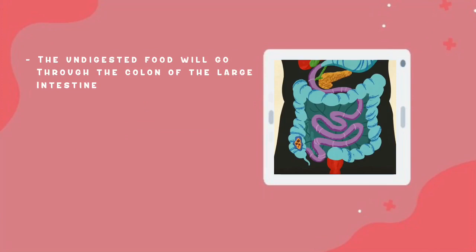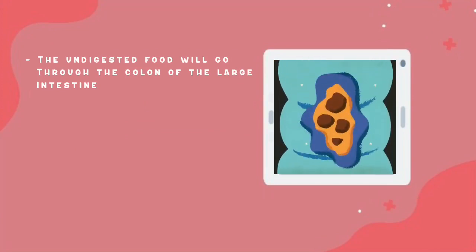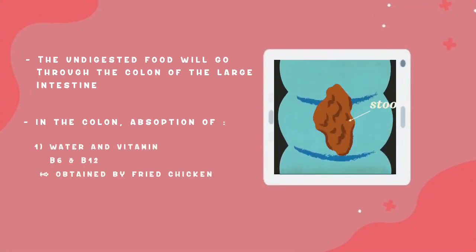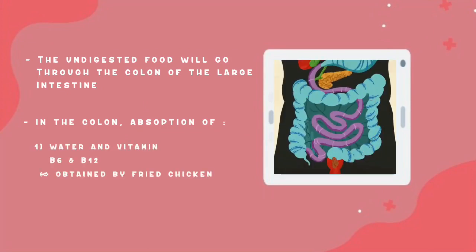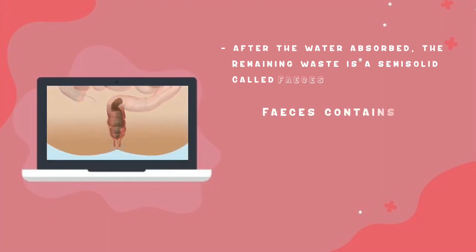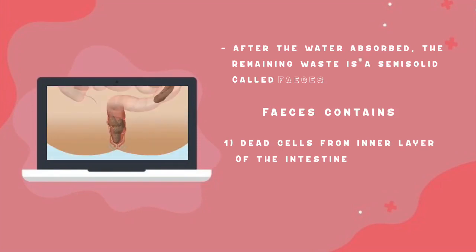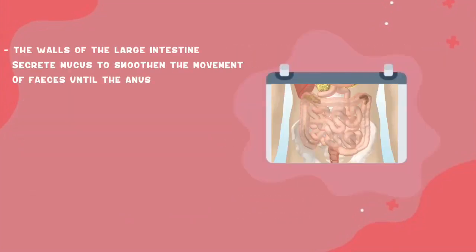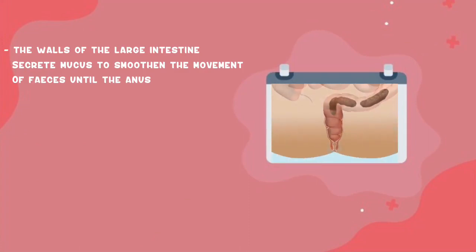So, the undigested food will go through the colon of the large intestine. In the colon, absorption of water and vitamins B6 and B12 are obtained from fried chicken, while vitamins E and K from rice. Next, after the water is absorbed, the remaining waste is a semi-solid called feces. Feces contains dead cells from the inner layer of the intestine, waste products such as bile pigment, bacteria, and toxic substances. The wall of the large intestine secretes mucus to smoothen the movement of feces until the anus.